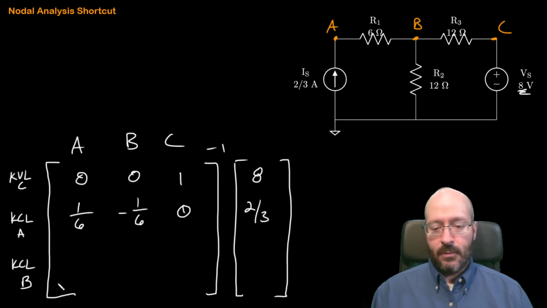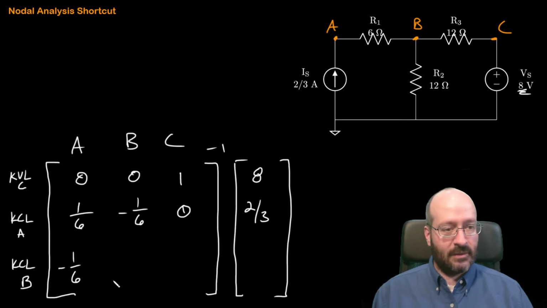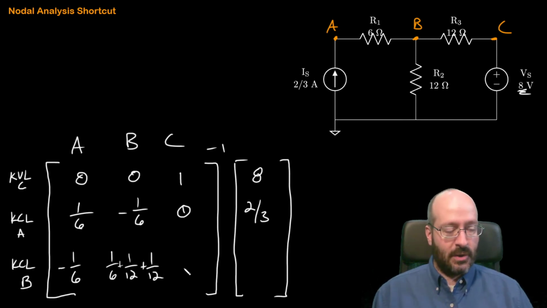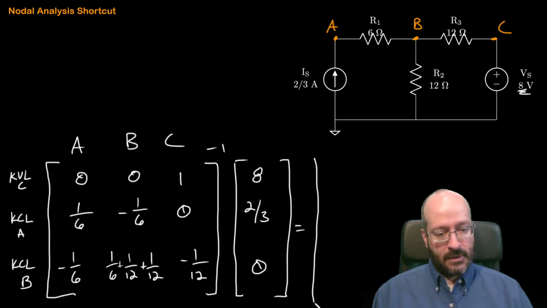Doing the same thing for B. What does B share with A? It's that 6 ohm again. It's the only 6 ohm. What does B touch? Since we're writing the equation for B, these are all positive, so it's going to be 1/6 plus 1/12 plus 1/12. And then what does B touch that also touches C? We get negative 1/12. No supplies on that one, so it's 0. All right, I'm going to go ahead and punch that in. That's going to give me VA, VB, VC.